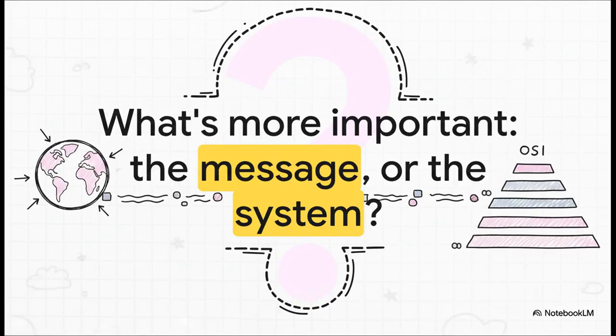And that kind of leaves us with a final thought to chew on. Without this incredibly complex 7-layer system to deliver our data flawlessly across the globe in seconds, would our messages even matter? It's a fascinating question, right? The relationship between the stuff we create and the hidden infrastructure that carries it.